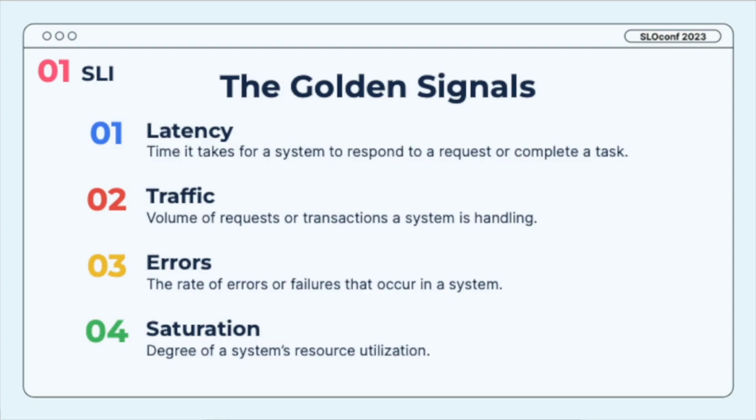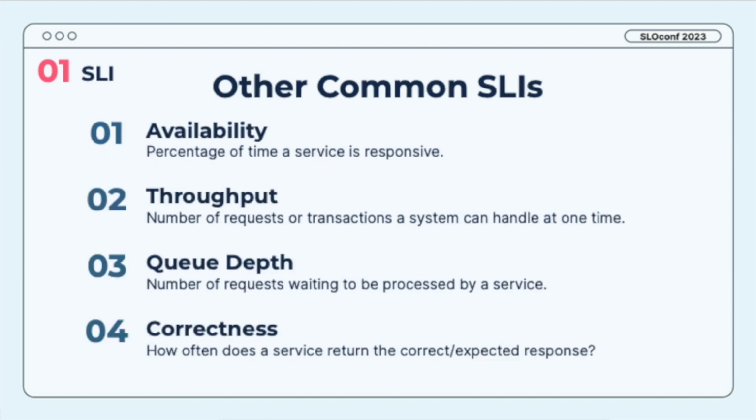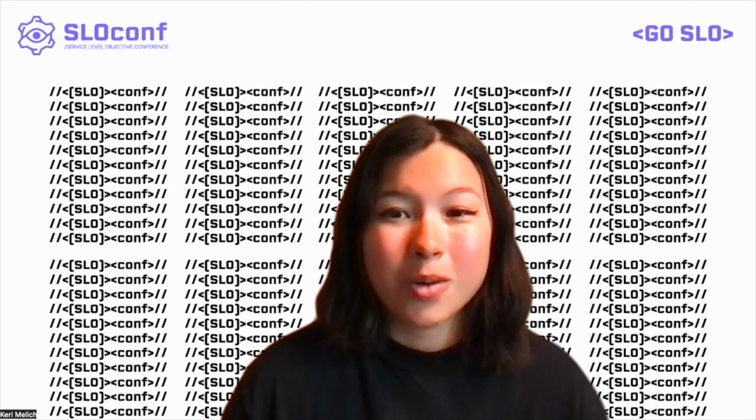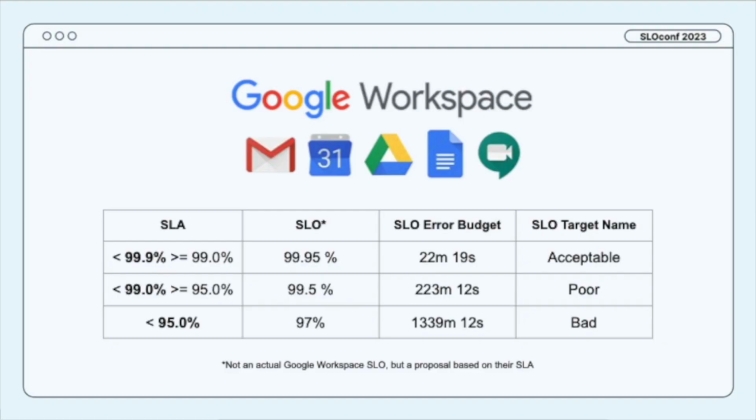You'll also remember we went through the 4 golden signals: latency, traffic, errors, and saturation, as well as some other common SLIs that you might think about using and connecting what your service is doing towards what your customers are doing: availability, throughput, queue depth, and correctness. So if we go back to our Google Workspace example, and I like using this one because it feels very tangible, let's think about this in terms of an actual query.